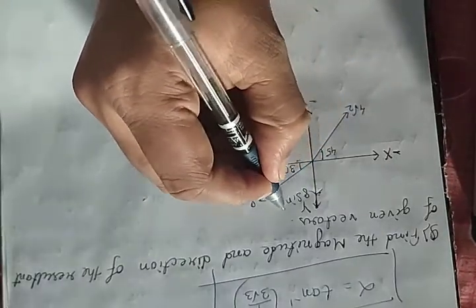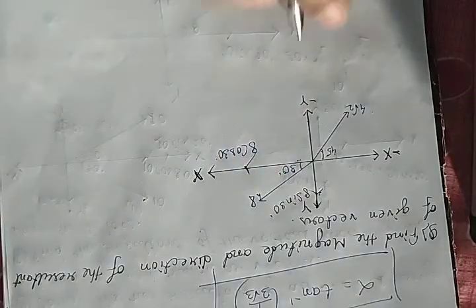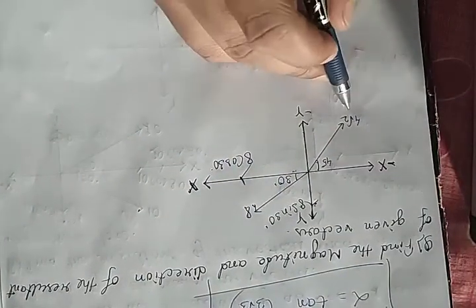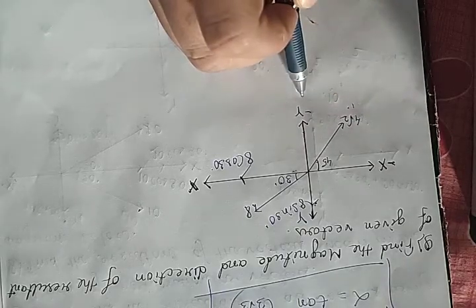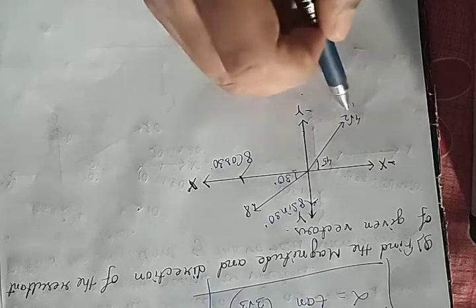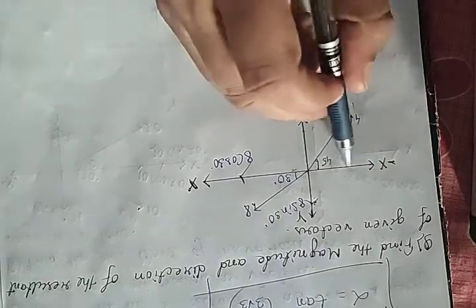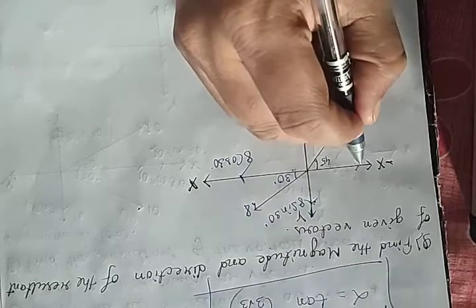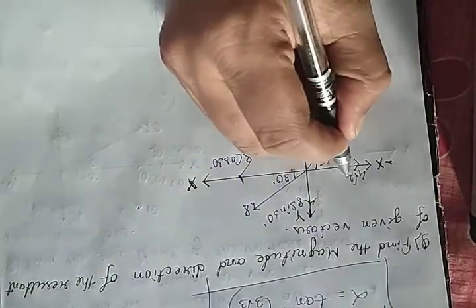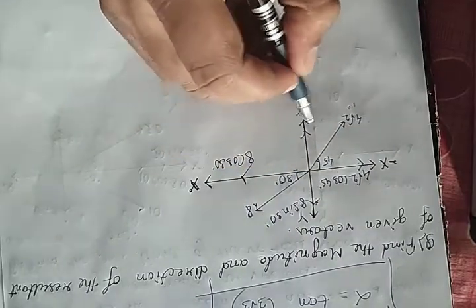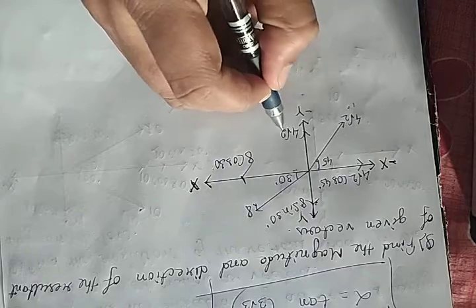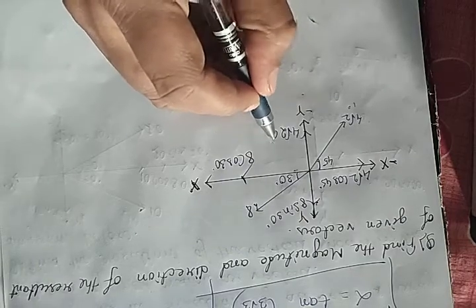8 sin 30. Let us also break this vector 4 root 2. Its magnitude is 4 root 2, and this vector is between the negative x-axis and the negative y-axis. This vector is making an angle of 45 degrees with the negative x-axis. So this will be the cos component, 4 root 2 cos 45 degrees, and along the negative y-axis this will be 4 root 2 sin 45 degrees. So we have resolved this vector.